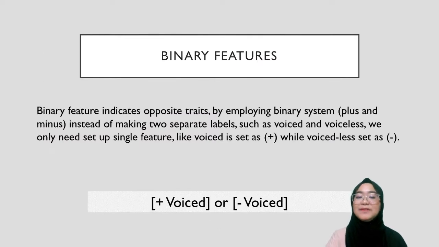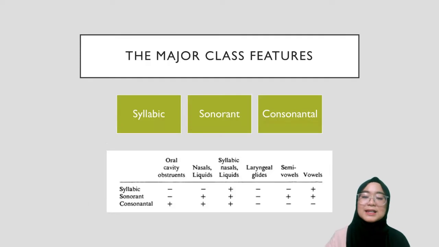Let's start with binary features. Binary features indicate opposite traits by employing a binary system, using plus and minus instead of making two separate labels, such as voiced and voiceless. If it is voiced, we can directly put voiced and then put plus, and if it is voiceless, in the same category voiced, we can put minus. As easy as that. Next, in the major class features, there are syllabic, sonorant, and consonantal.